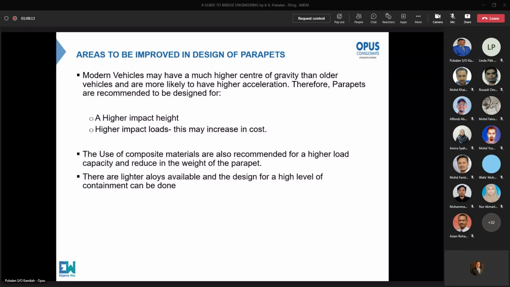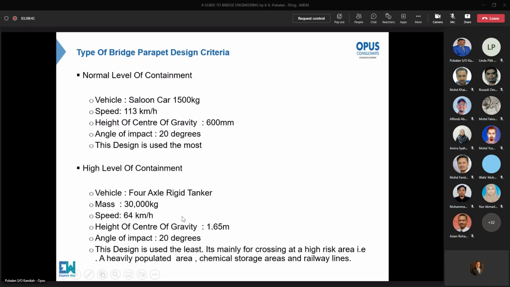That'll be better. And for containment levels, you have TL1, TL2, TL3, TL4, TL5. TL stands for test level. You can Google and study or refer to some books on what TL1 to TL5 are. The normal containment is test level 3, TL3. TL5 is the heavy one. This is TL5, the 30,000 kg. If you can't go for TL5, you can go for TL4. Normal containment is test level 3. If it's too expensive to go for TL5, you can go for TL4.